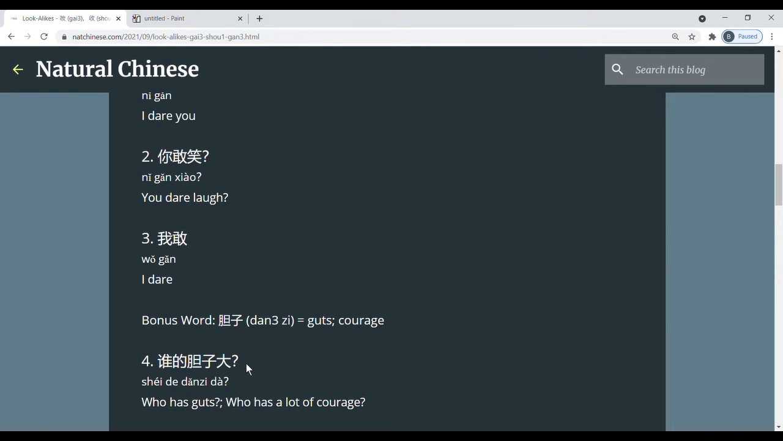And I also just wanted to mention here that this word is 大, which means big, but in the English sentence, it is "a lot." Like 胆子大 means a lot of courage.